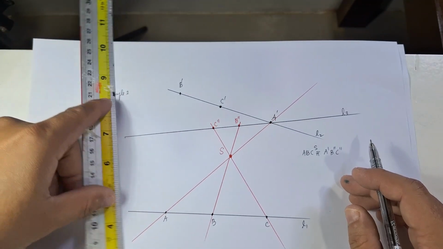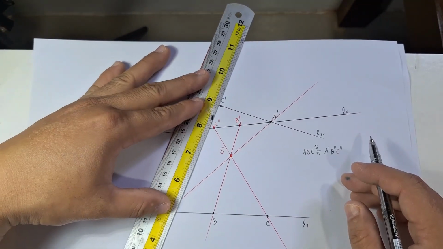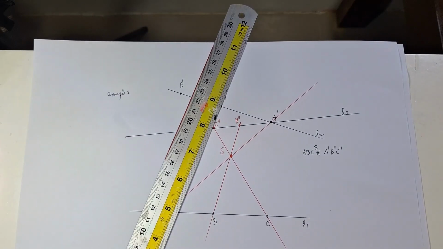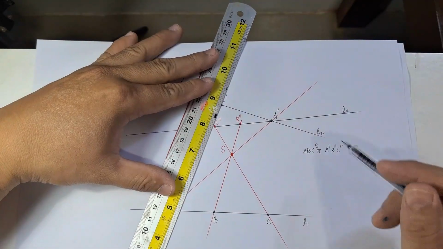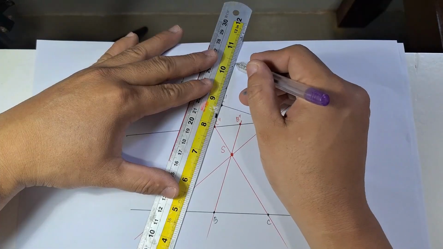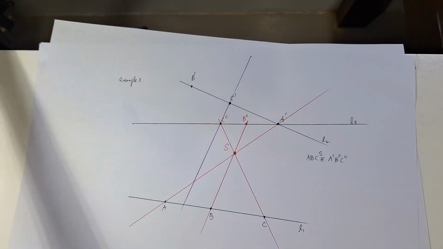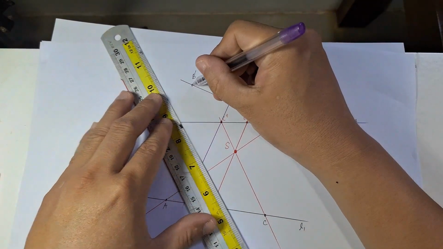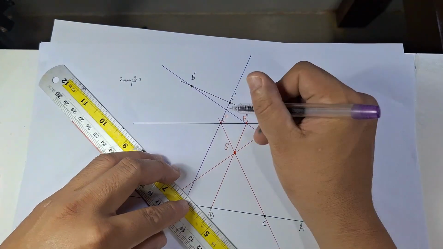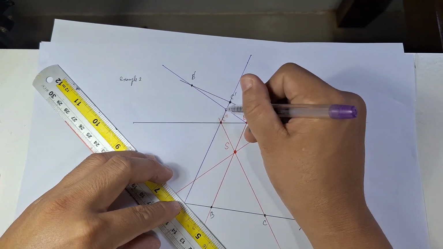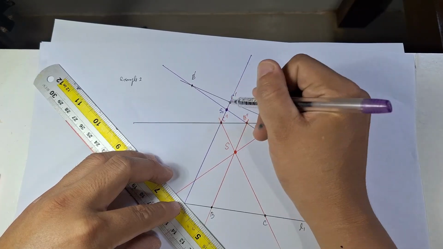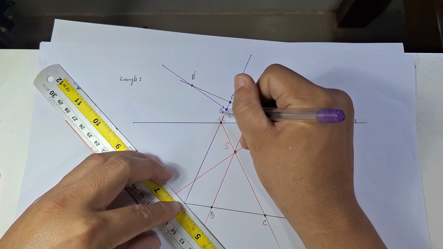So next step is connect C prime and C double prime, and B prime and B double prime. The intersection is here. That will be the second center of perspectivity. Okay, let's call it S prime.